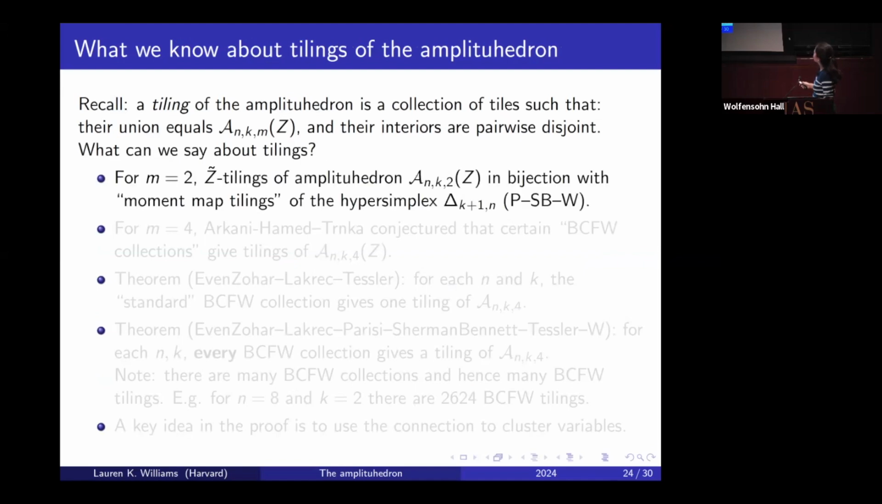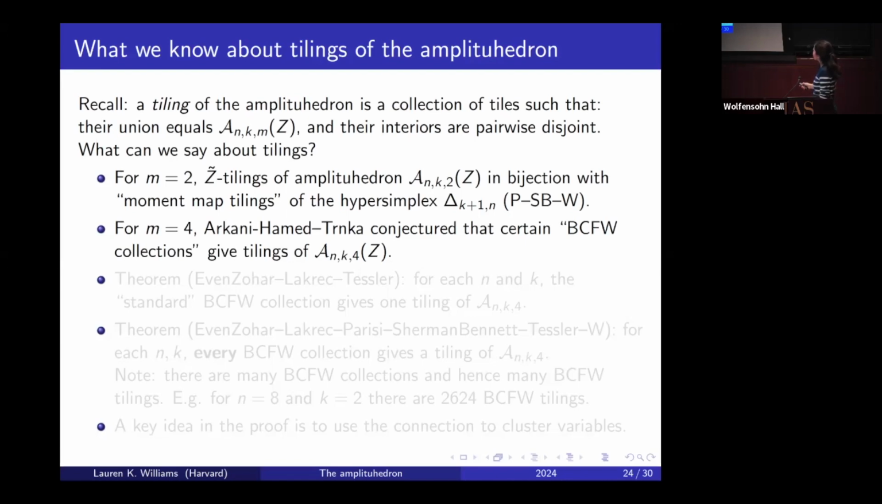So for m equals 2, in some sense, we have a classification of the tilings of the amplituhedron. What we showed with Parisi and Sherman-Bennett is that the tilings of the m equals 2 amplituhedron are in bijection with what you might call moment map tilings of the hypersimplex. Although if you just give me a collection of tiles, I don't have a simple combinatorial recipe to say offhand whether or not that's a tiling or not.